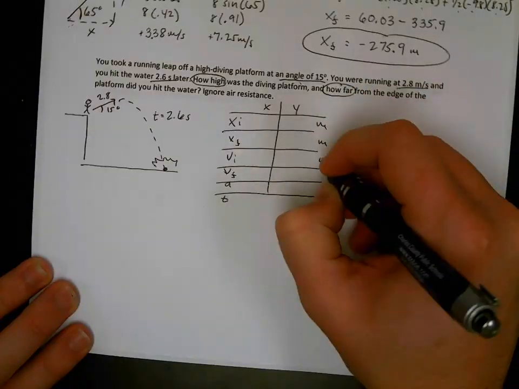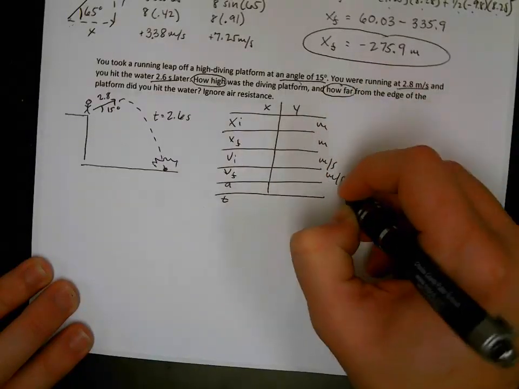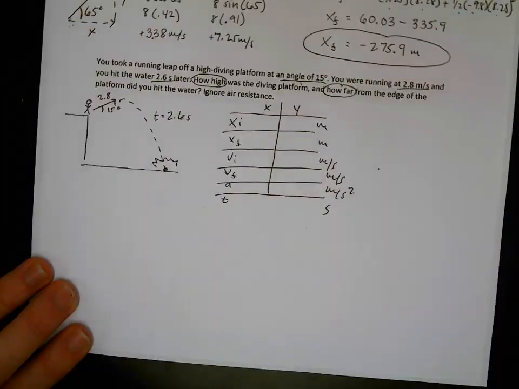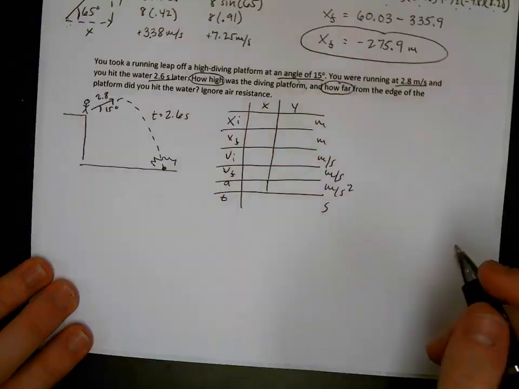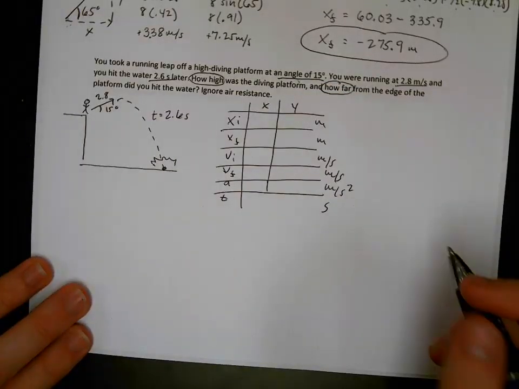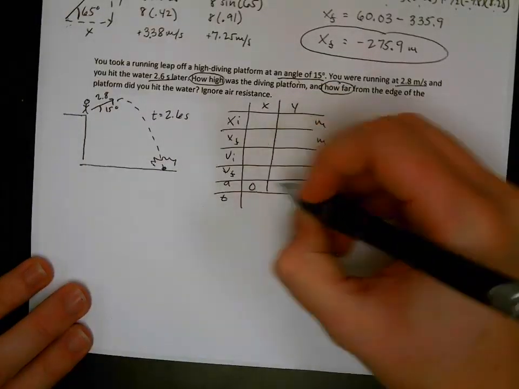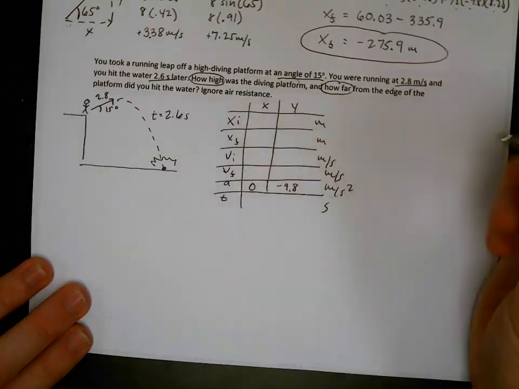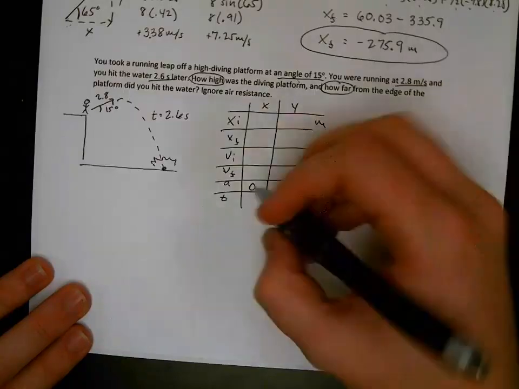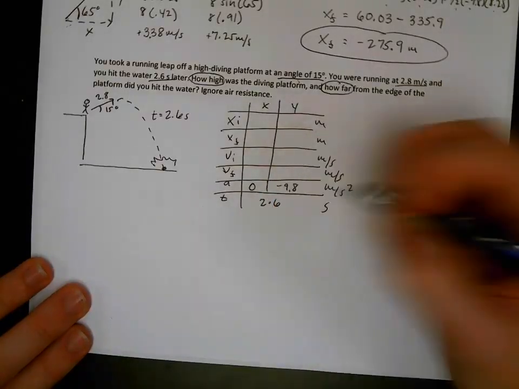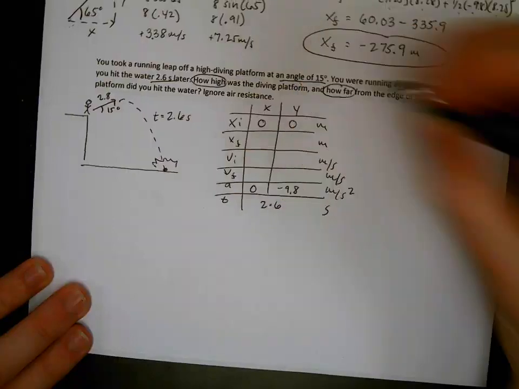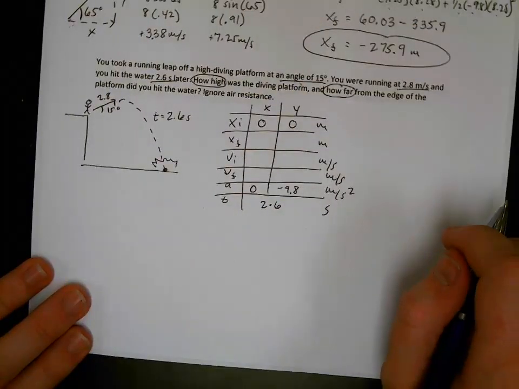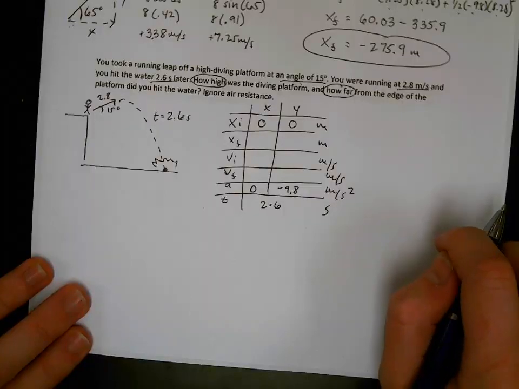Meters, meters, meters per second, meters per second, meters per second squared, and seconds. Okay, so again, really easy. Accelerations first, 0 and negative 9.8. Time, right in there, 2.6. Start off with the initial positions at 0. Again, that's just how I like to do it. You don't necessarily have to do that, but it makes it easier for me.